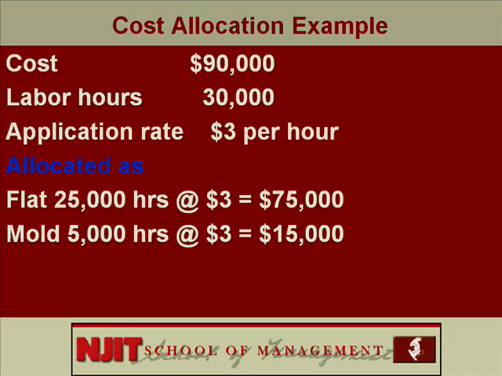How do you know you got it right? Well, when you add it up, it should get $90,000. So you just allocated the $90,000 between flat and mold. I want you to stop this presentation and do this analysis for the other activities. When you're done, restart. I'll give you the answer.